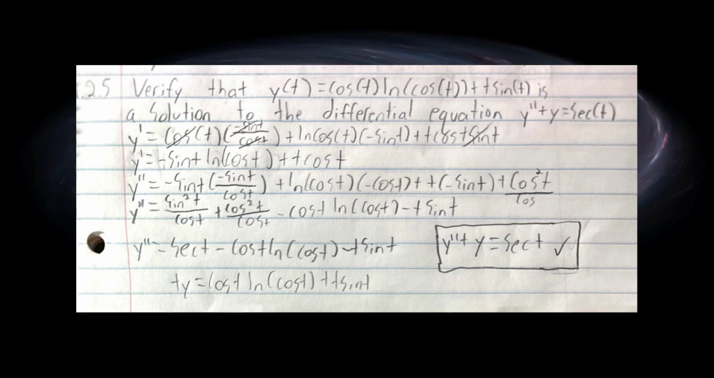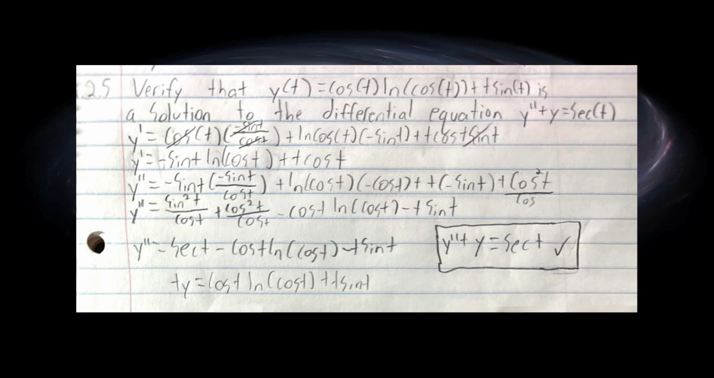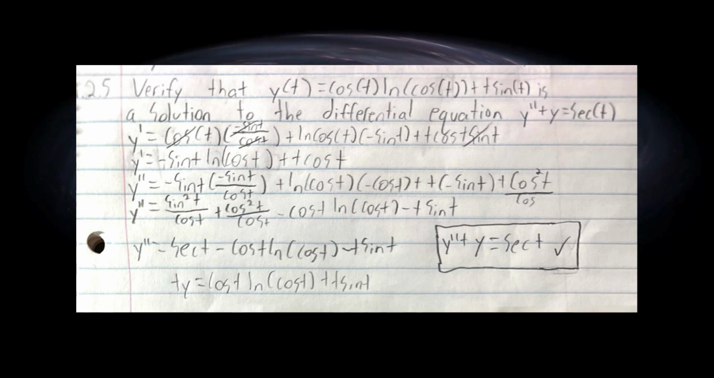So now we need to find the second derivative. y double prime equals negative sine of t times negative sine of t over cosine of t plus ln cosine of t times negative cosine of t plus t times negative sine of t plus cosine squared t over cosine. This will simplify down to y double prime equals sine squared t plus cosine squared t all over cosine of t minus cosine t ln cosine of t minus t sine of t.